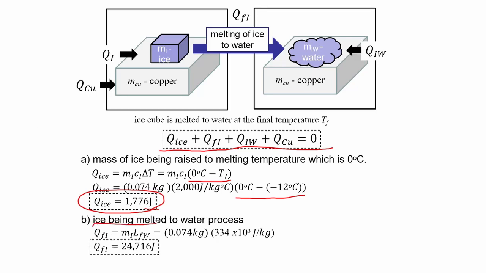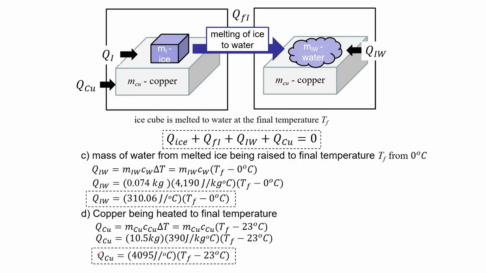Letter B is for the melting process. We use the latent heat of fusion. The energy needed for the melting of 0.075 kg of ice is 24,716 joules. For letter C, we have the water from melted ice being raised to the final temperature from 0 degrees Celsius, so we have an equation as shown here. We also raise the temperature for the copper from 23 degrees Celsius, and it is given as an expression here.